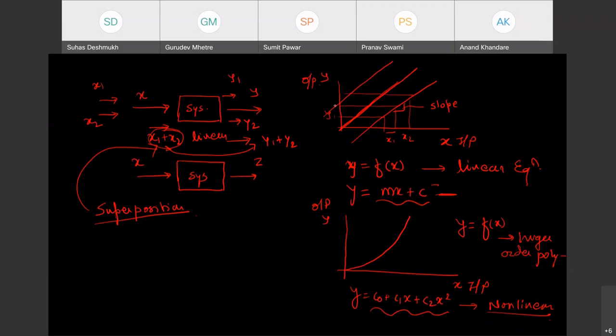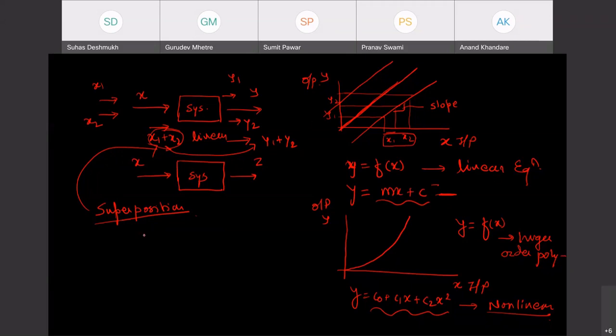I can quite easily observe this will be y1, y2, and if I give both the values as x1 plus x2, I'll get the value y1 plus y2. That is the way you can have a linearity principle. That is the superposition principle.